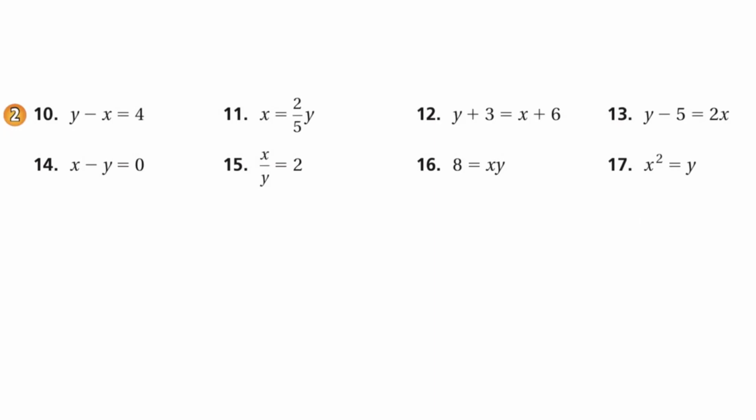On number 15, you multiply both sides by y. You'll get x equals 2y, and then you divide both sides by 2. On number 16, you multiply both sides by 1/2, or divide both sides by x, and on number 17, it's already y equals, and it just doesn't fall into the pattern.